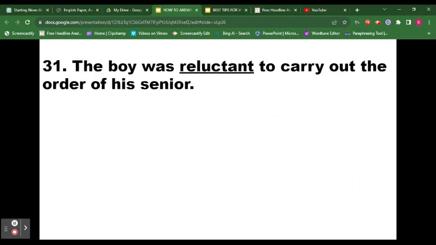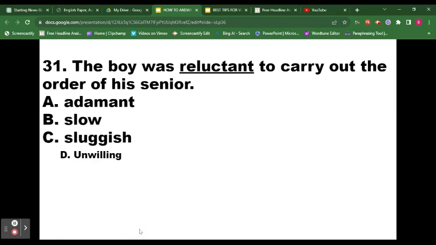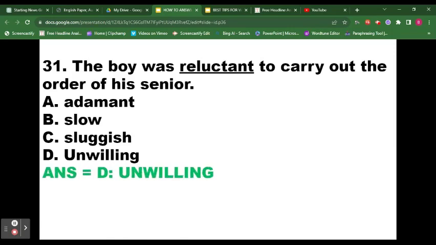The boy was reluctant to carry out the order of his senior. Reluctant means unwilling, all right? So let's look for the word that is nearest in meaning. A, adamant. B, slow. C, sluggish. D, unwilling. Of course, the correct option is D, unwilling. All right, when you are reluctant, you are unwilling.